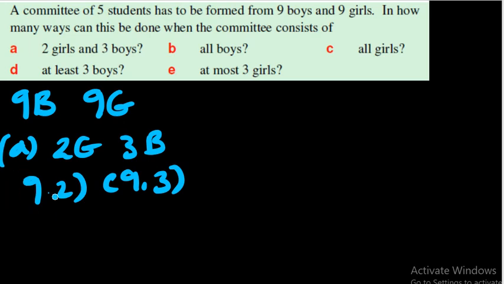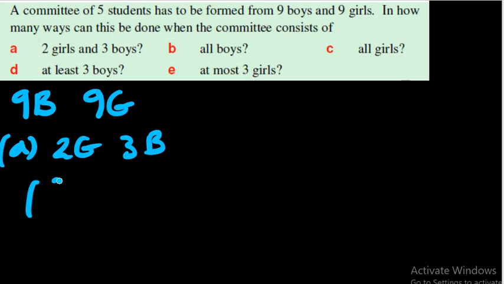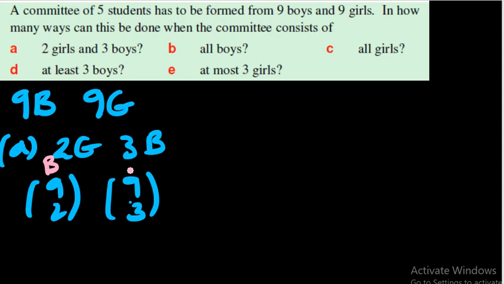So this is combination, don't forget. By the way, we can write 9 combination 2 and 9 combination 3, because the total number of selection is 5 already. So from the girls 2 and from the boys 3. The first one represents the girls, because it says 2 girls, and the second one is for the boys. So 9 combination 2, do it.